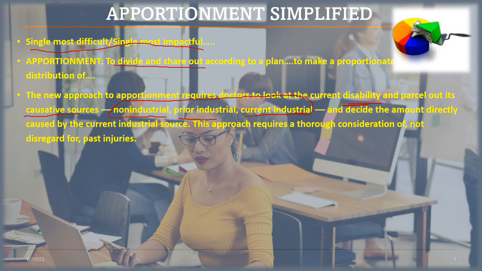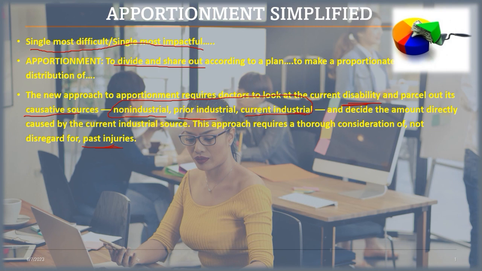So as we're going to see, this approach requires a thorough consideration of, and not a disregard for, past injuries, and specifically we're going to be spending quite a bit of time talking about the role of past industrial injuries in the apportionment determination. Okay, so the various causes, we as qualified medical evaluators are called upon to tell the parties of the current impairment what are the causes of that current impairment.